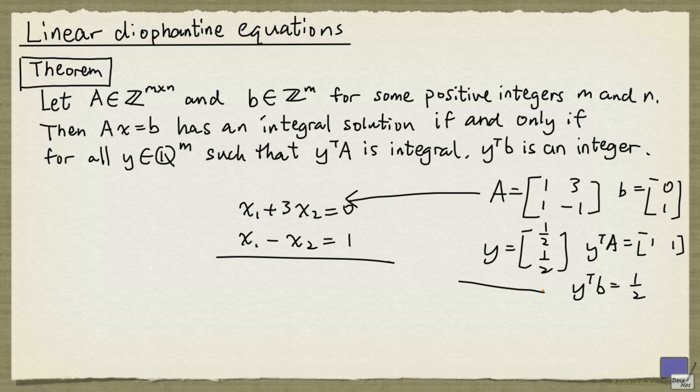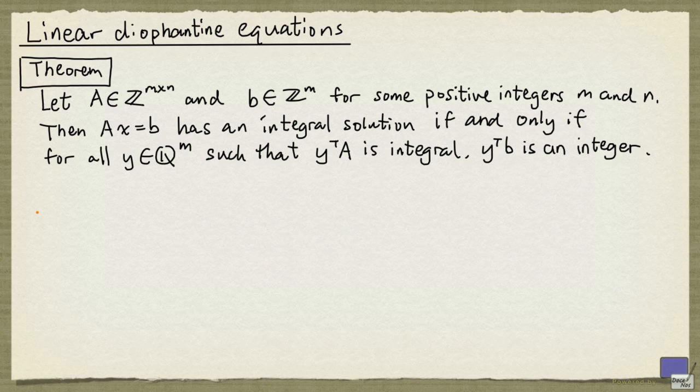Now, this y actually tells us how we can take a linear combination of these equations. What we can do is multiply the first equation by a half, and then multiply the second equation by a half, and then add them together, and we'll end up with x1 plus x2 equals 1/2. And clearly, this has no integral solutions. An easy consequence of this is the following corollary for the case when there's only one equation.